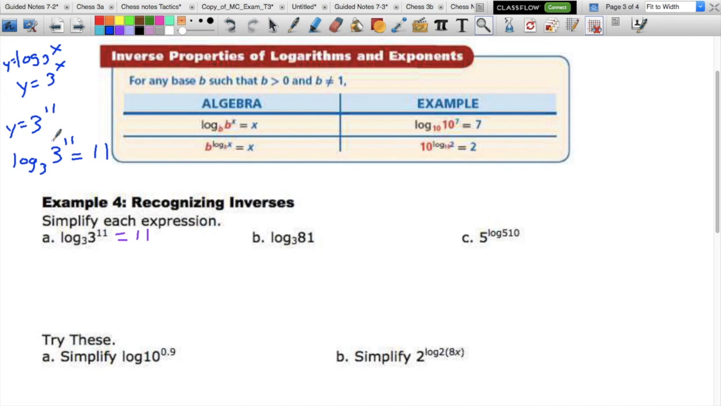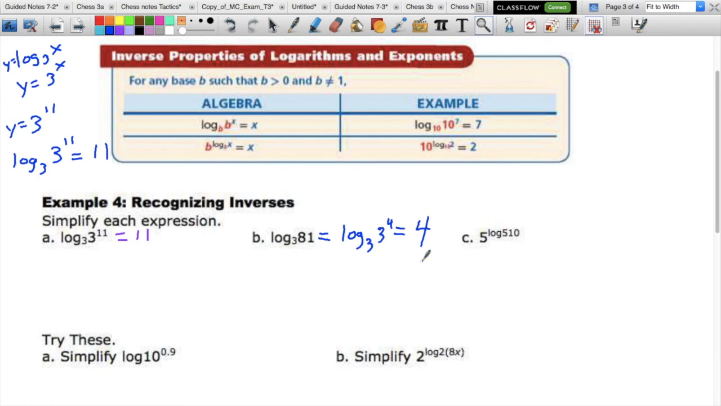Okay? Let me give you another example. This one, we can rewrite. I know 81 is 3 to the 4th. Maybe you don't know that. That's fine, but I know it. So I know this is log base 3 of 3 to the 4th, and log base 3 of 3 to the 4th is 4. They cancel each other.